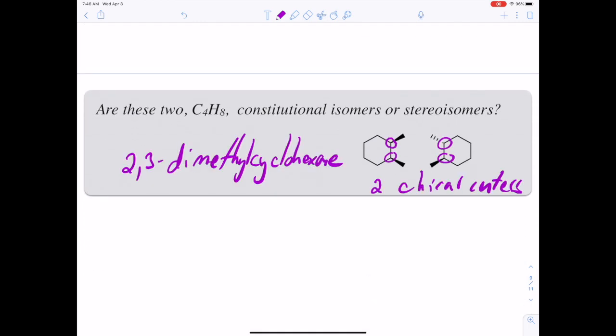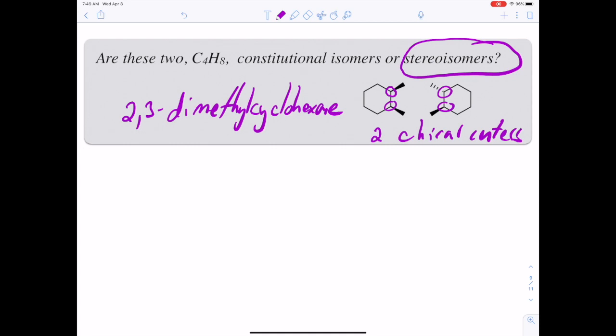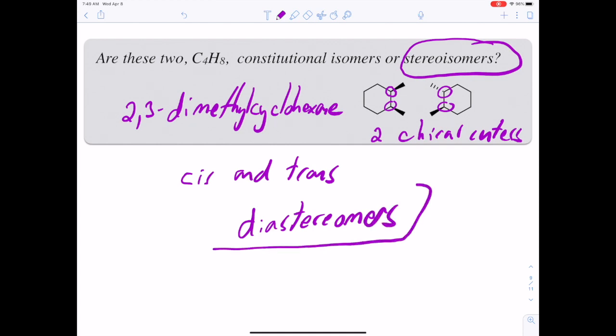So there are two chiral centers in 2,3-dimethylcyclohexane. We have a cis and trans form of this molecule. Cis 2,3-dimethylcyclohexane and trans 2,3-dimethylcyclohexane. Now, are these two mirror images of one another? No. So these are diastereomers. They're stereoisomers that are not mirror images.